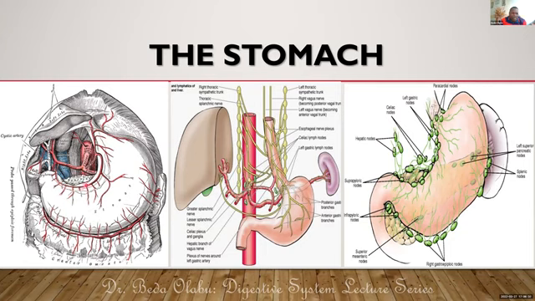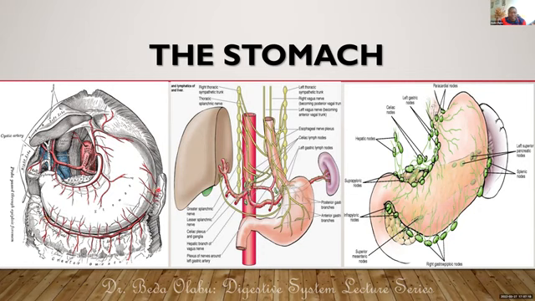So that is to the lesser curvature. Then to the greater curvature, again 2 arteries. From the right side, we have what we call the right gastroepiploic artery. The right gastroepiploic artery is a branch of the gastroduodenal artery, which is a branch of the common hepatic artery, which is from celiac trunk still. So that is the right gastroepiploic artery. It supplies the greater curvature from the right side.